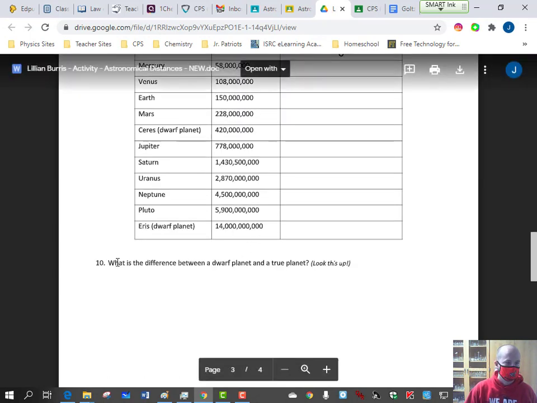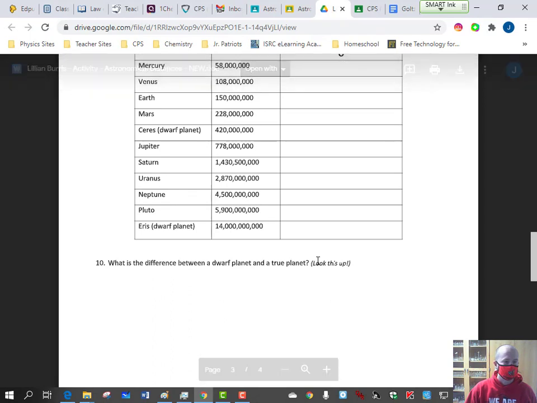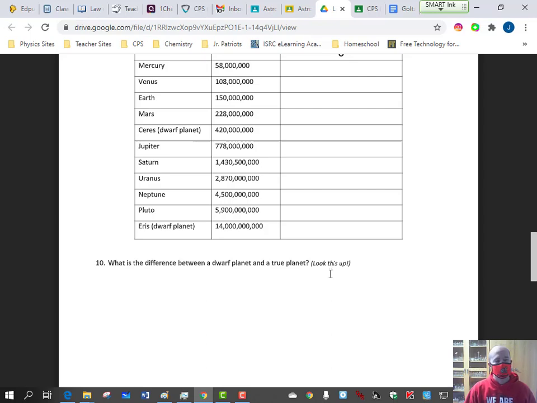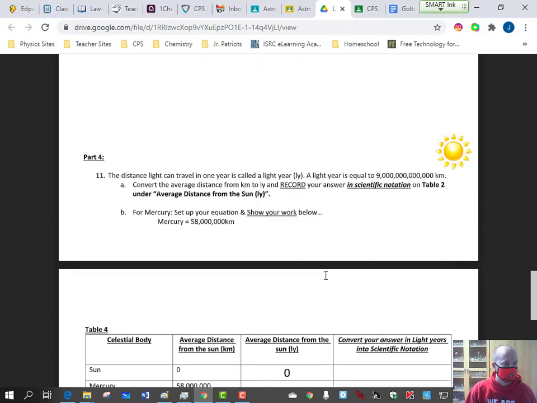And then you want to answer number 10. So what's the difference between a dwarf planet and a true planet? You need to look it up. Don't just tell me they're bigger or smaller or anything like that. All right, and that will cover part 3.